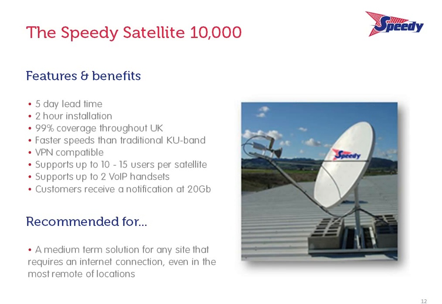The Speedy Satellite 10,000 can provide coverage across 99% of the UK, and again just has a 5-day lead time from receiving a customer PO. The key benefit to this solution is that it has faster speeds than a KU band satellite. It's VPN compatible, supports up to 10 to 15 users per satellite and up to 2 VoIP handsets. In addition, it has greater download limits, and you will receive an alert email notification if you have exceeded 20 gigabit of data per month. Speedy recommends this as a medium-term solution for sites that require a broadband connection, even in the most remote of locations.